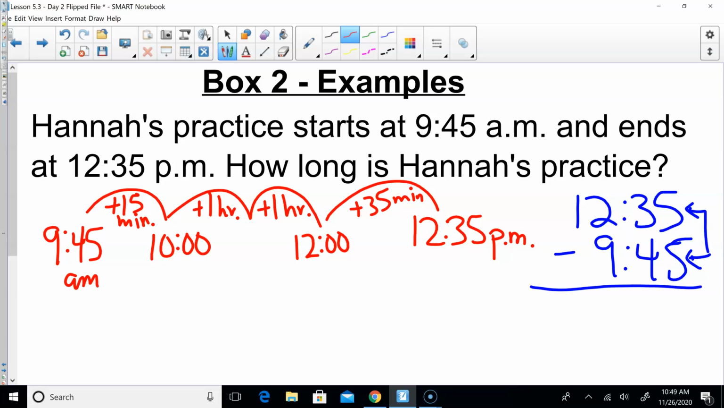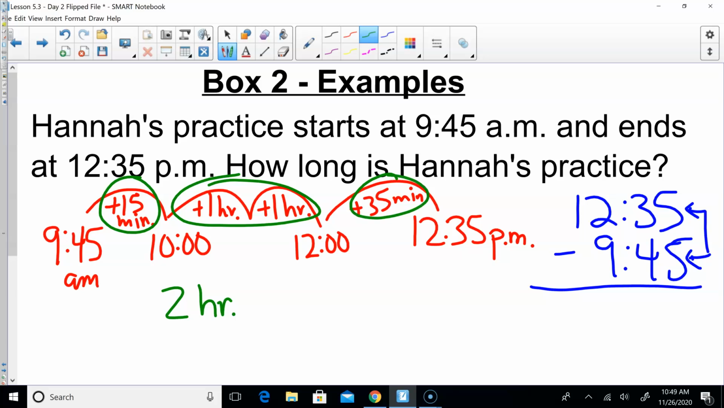So I have right here 2 hours. So 1 plus 1 would be 2 hours. And then I add these minutes with these minutes, which would be 15 plus 35 would give me 50 minutes. So 2 hours and 50 minutes is the distance between 9:45 a.m. to 12:35 p.m. So to see that right now, this would work out in this situation.